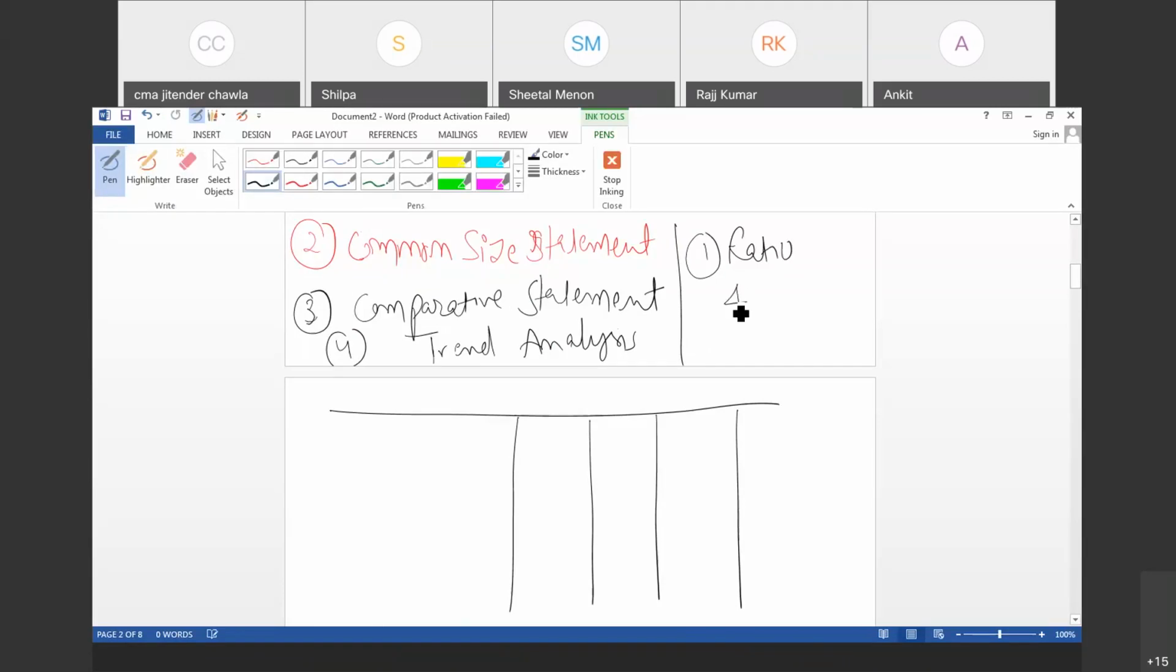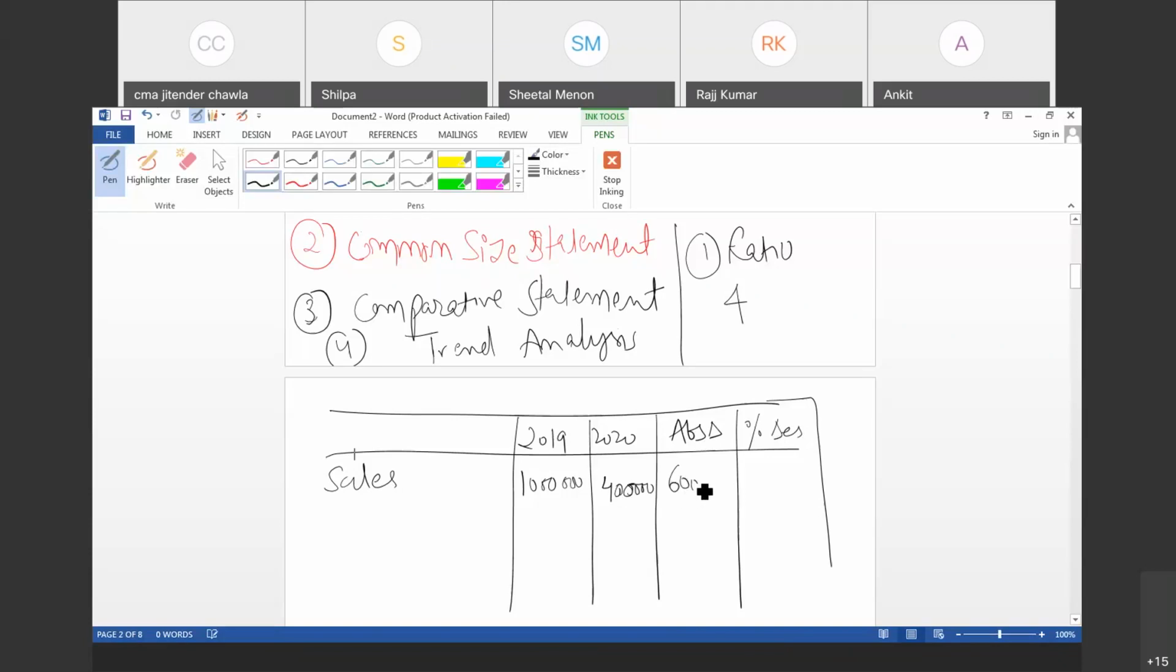Four types of analysis. Now I am preparing a statement, right? Sales, 2019, 2020: 10 lakh, 4 lakh. What is absolute change? What is percentage change? 6 lakh minus cost of goods sold.